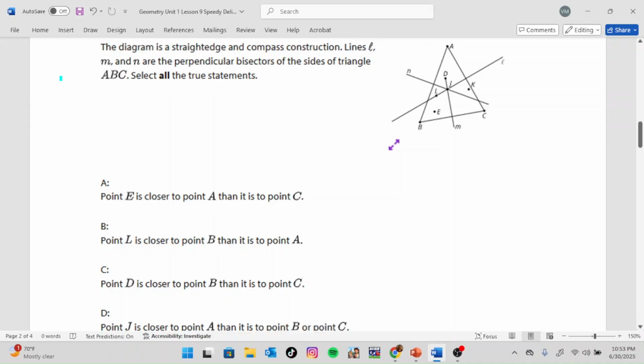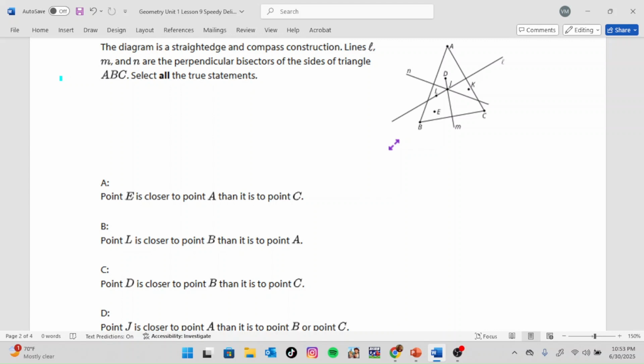Practice problem number 2. The diagram is a straight edge and compass construction. Lines L, M, and N are the perpendicular bisectors of the sides of triangle ABC. Select all the true statements. Choice A. Point E is closer to point A than it is to point C.